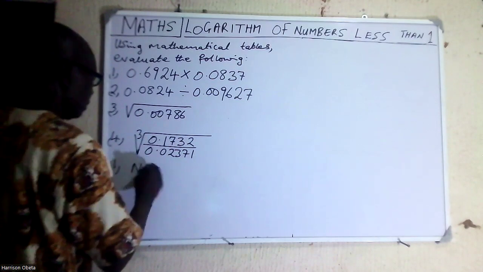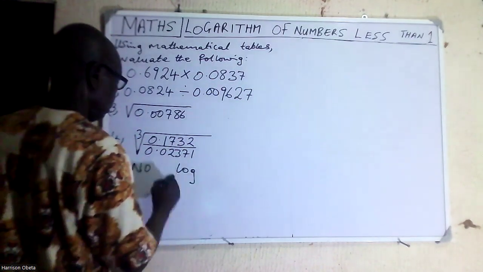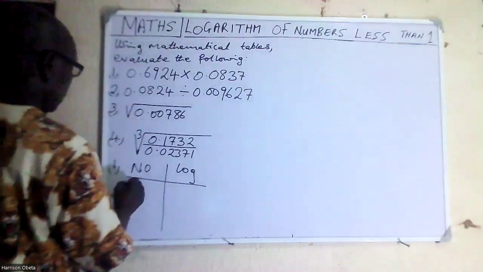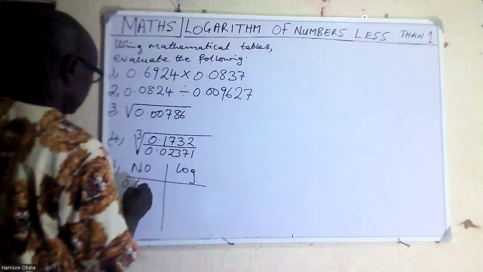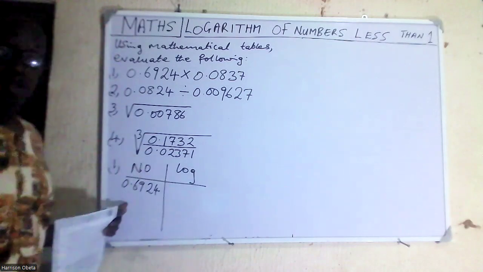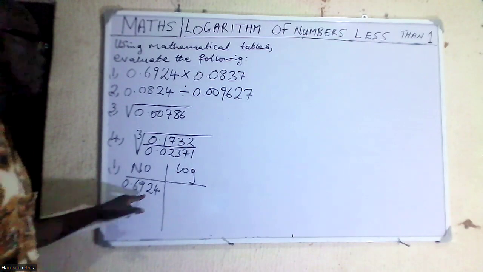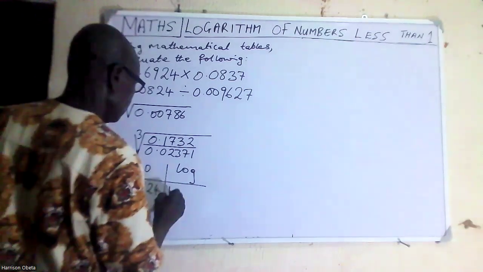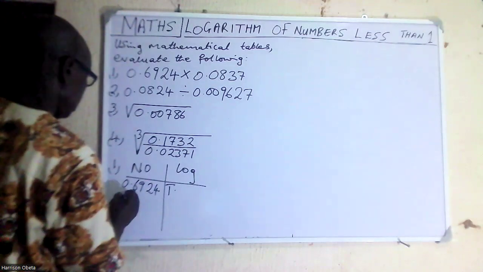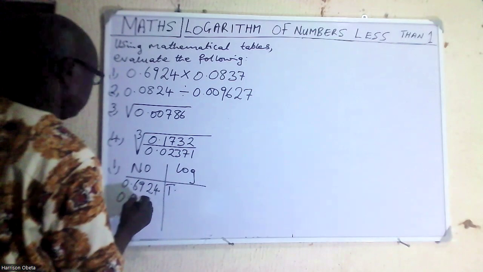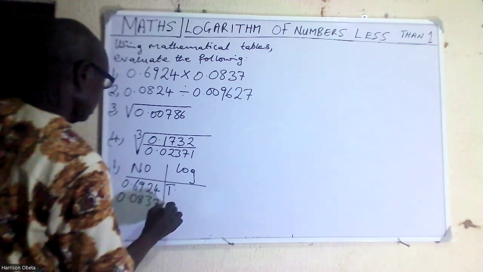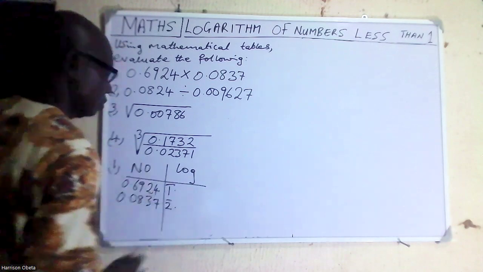We have number log. The first one, 0.6924 divided by 1, followed by 0.0837, that is bar 2.